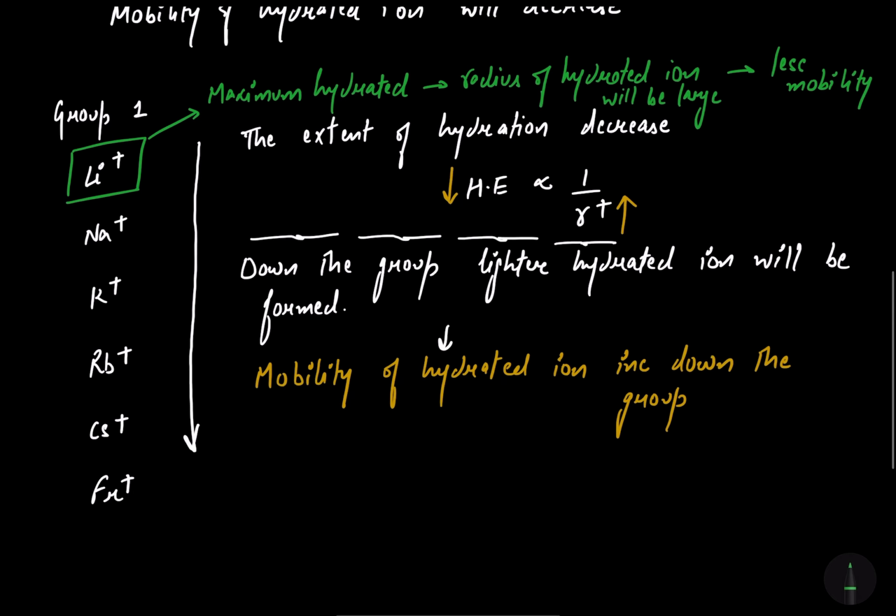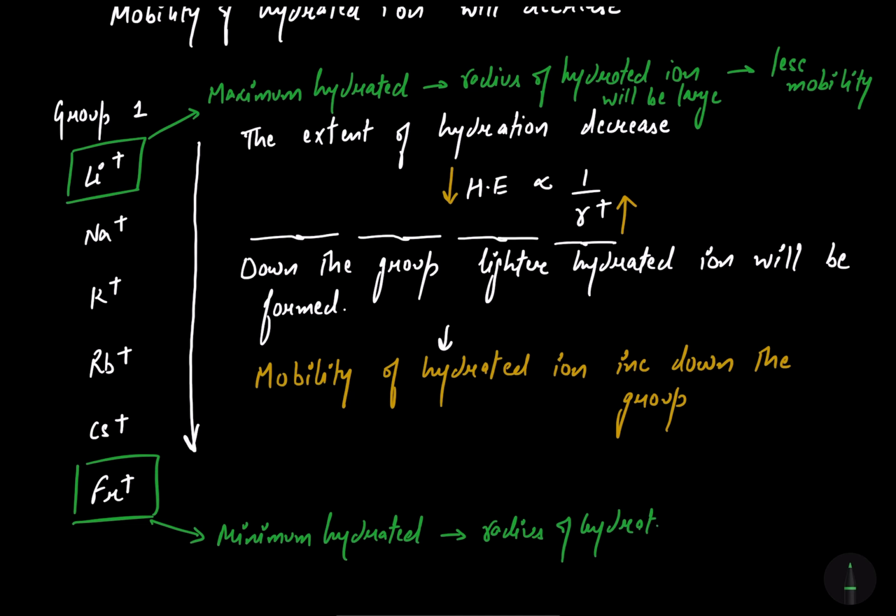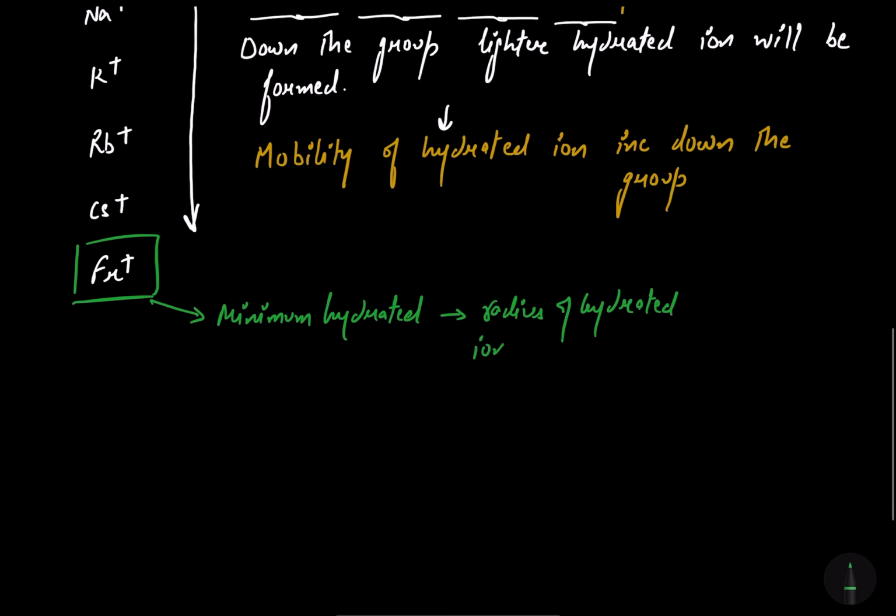On the other hand, now let's talk about the francium positive. It is minimum hydrated, due to which the radius of the hydrated ion will be less, and hence the hydrated ion will be lighter, so mobility will be more, or you can say mobility will be high due to the less extent of hydration. The mobility of hydrated ion will be high due to the less extent of hydration.